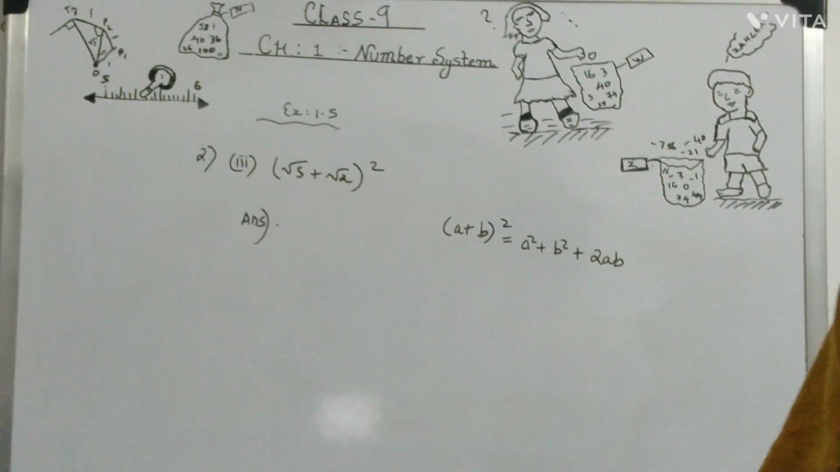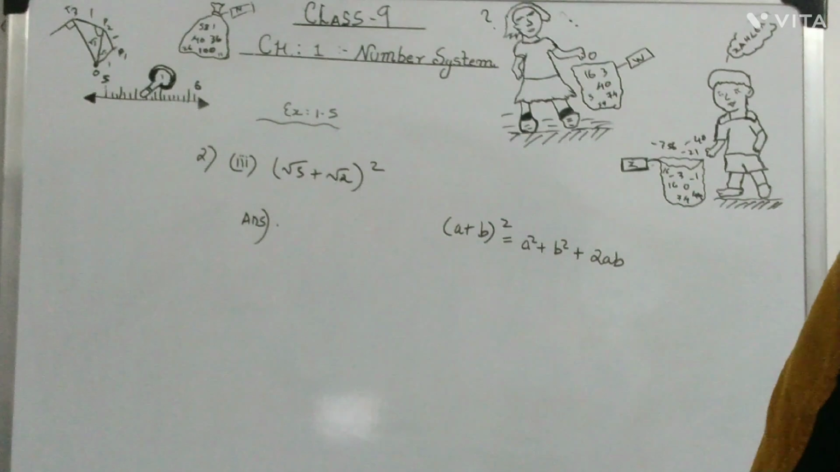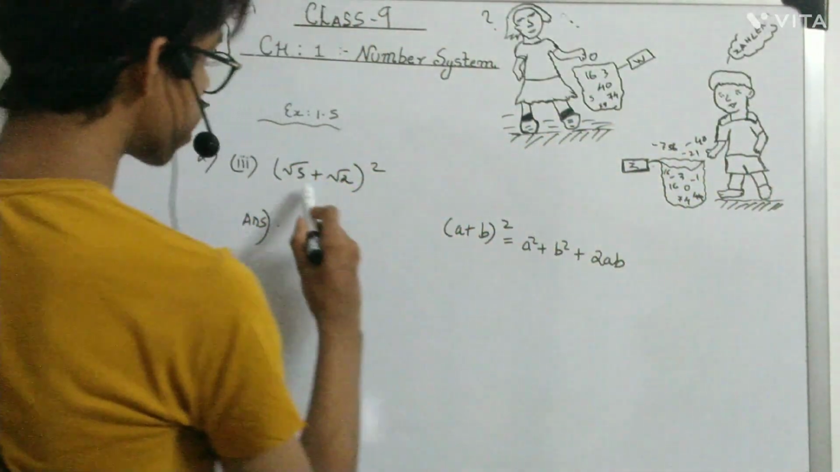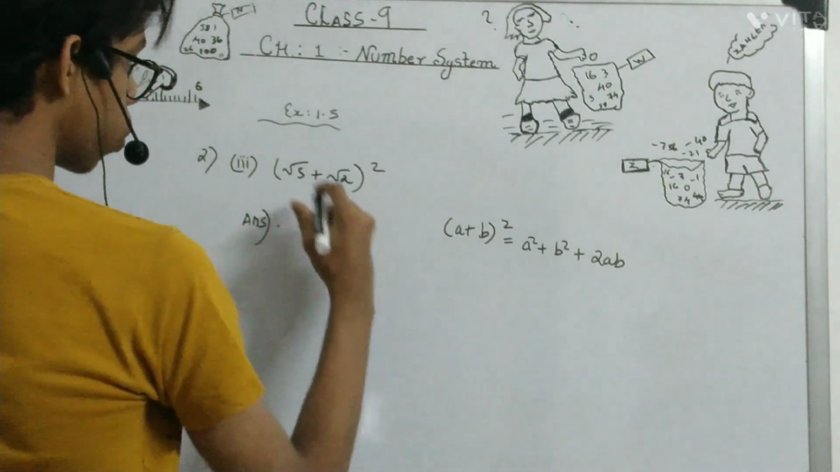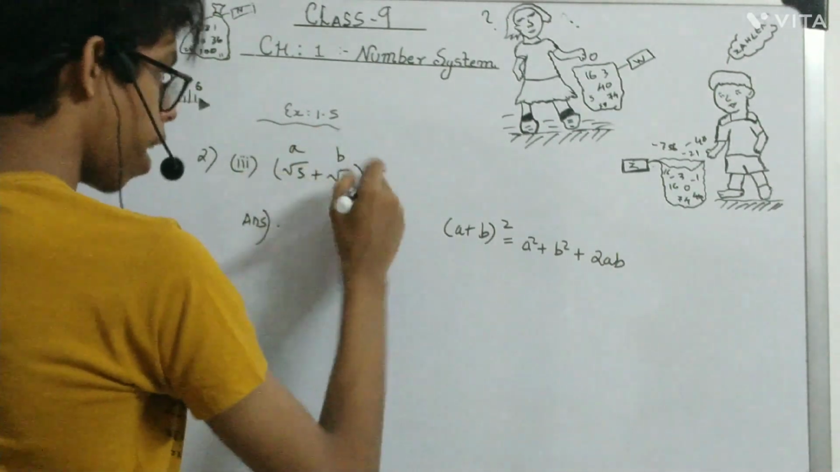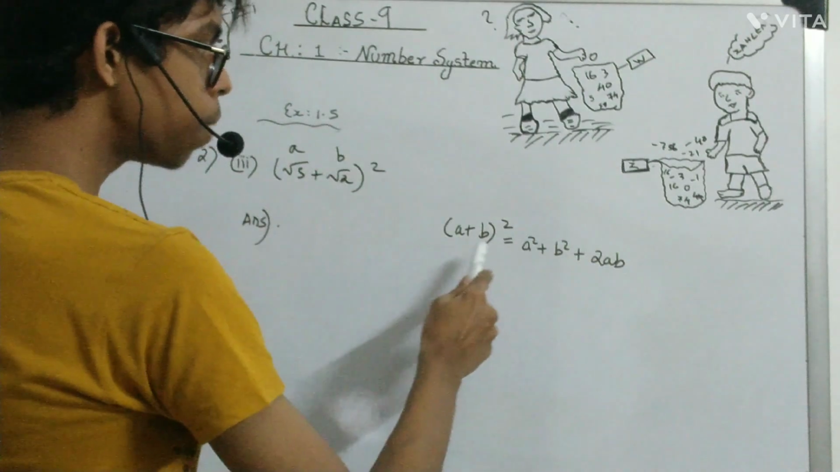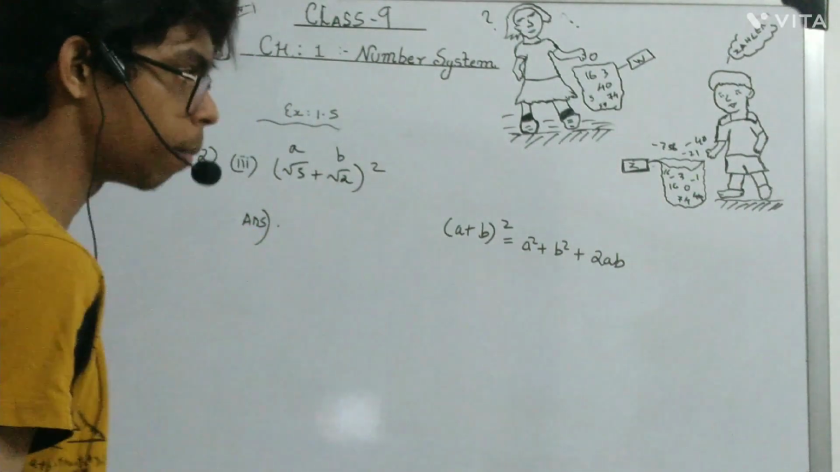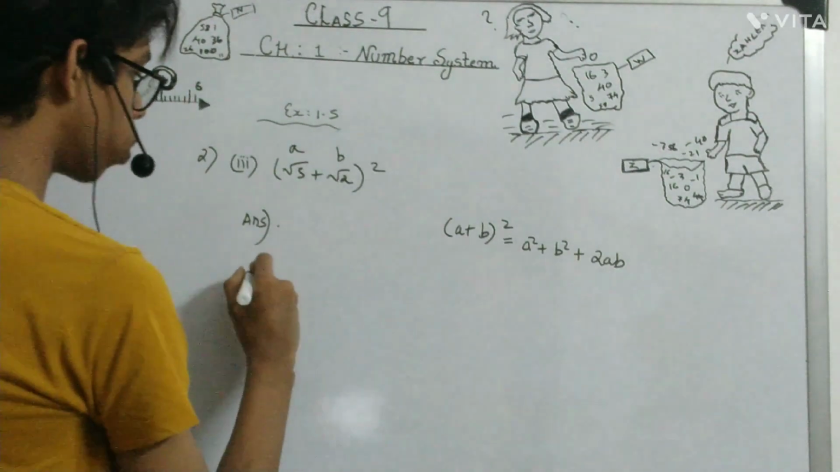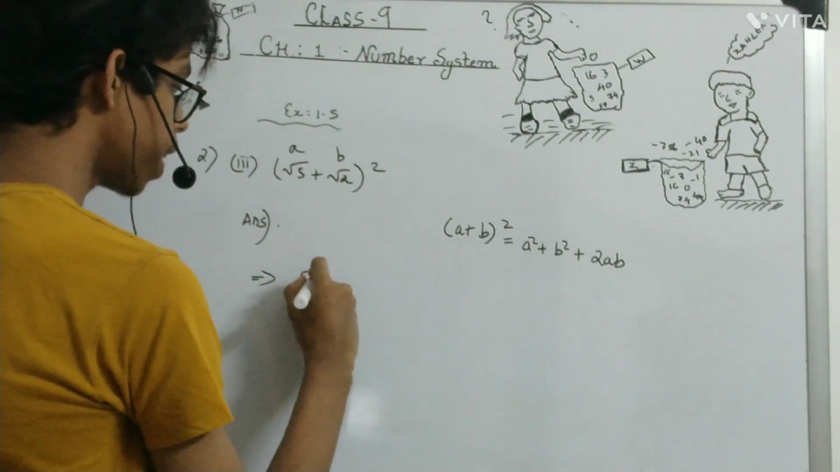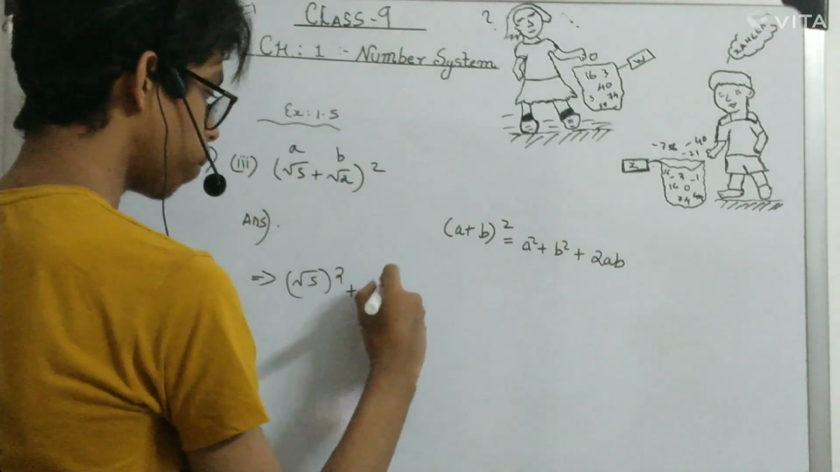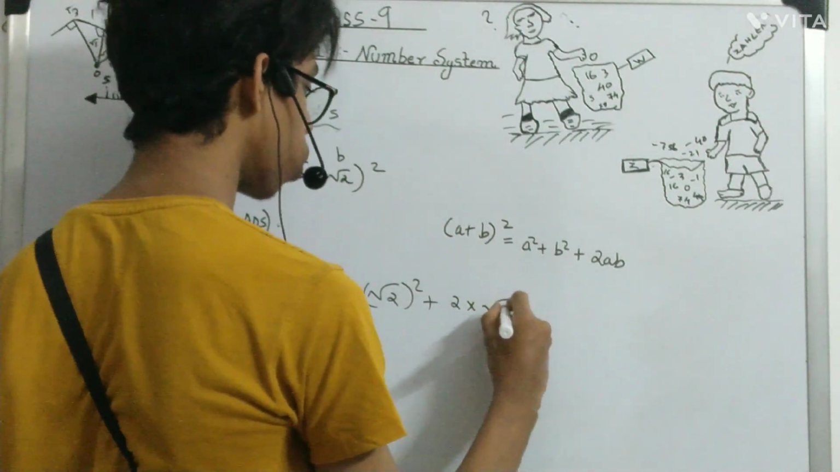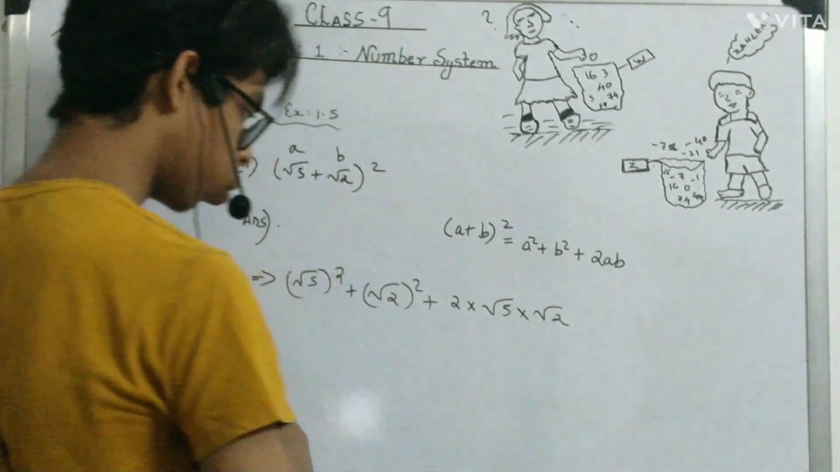Okay, now let's see our next question, which is root 5 plus root 2 the whole square. Here also we know our identity, that is (a plus b) the whole square. So here we can take root 5 as a and root 2 as b. And we know (a plus b) the whole square is equal to a square plus b square plus 2ab. So we can just expand it and go. First of all we can write root 5 the whole square plus root 2 the whole square plus 2 into root 5 into root 2.